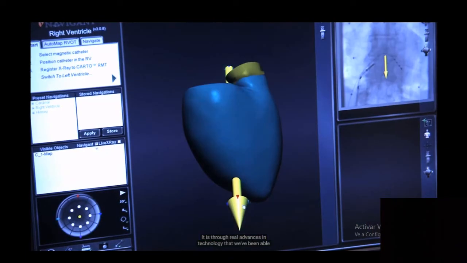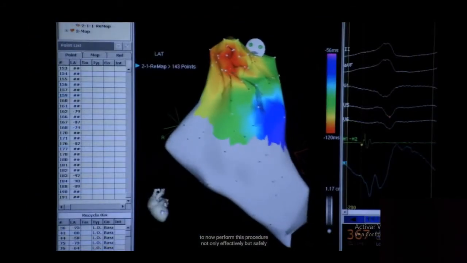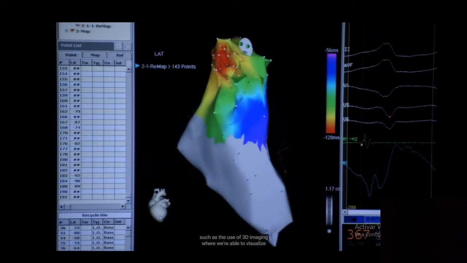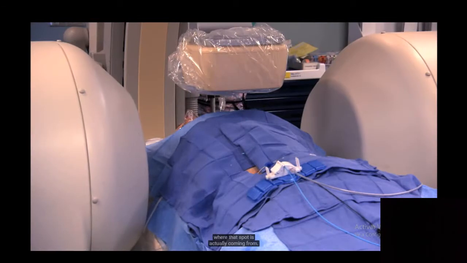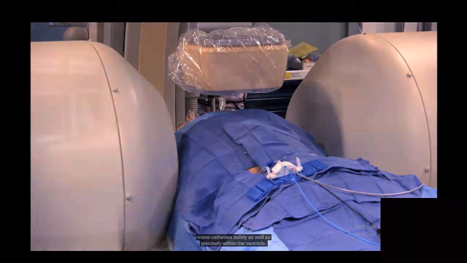It is through real advances in technology that we've been able to now perform this procedure not only effectively, but safely, such as the use of 3D imaging, where we're able to visualize where that spot is actually coming from, or the use of magnetic remote navigation, where we're able to move catheters safely as well as precisely within the ventricle. Catheter ablation is an emerging tool in the treatment of ventricular tachycardia, and alongside other therapies such as medications or implantable cardioverter defibrillators, it should be a treatment that is considered any time we're dealing with ventricular tachycardia.